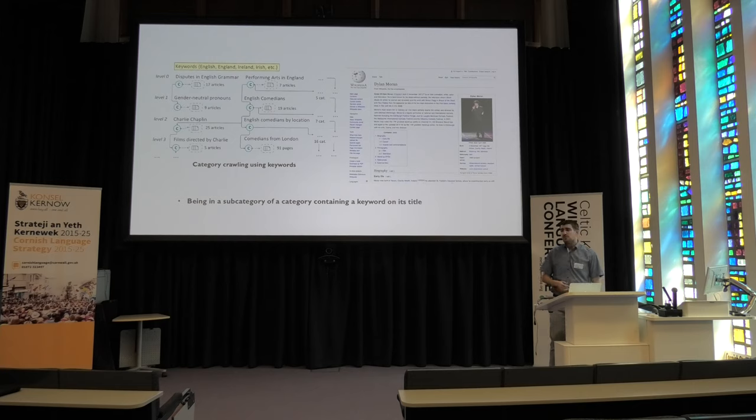The third strategy, not as clean as the previous, is to use the category graph. So using the keywords to retrieve the general category, I could go crawling down the graph and get more and more specific. So for instance, here we have performing arts in England, and then at the latest level, we would find articles like Dylan Moran, who is a comedian from Ireland.